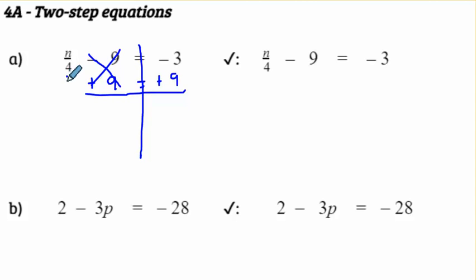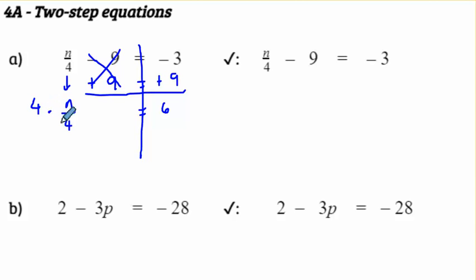So I bring down my n over 4. I bring down my equals in the middle, and negative 3 and a positive 9, when we add these together, we get a positive 6. Now I need to get rid of the Klingon. How do I get rid of division? Well, the opposite of division is multiplication. So we multiply by 4.